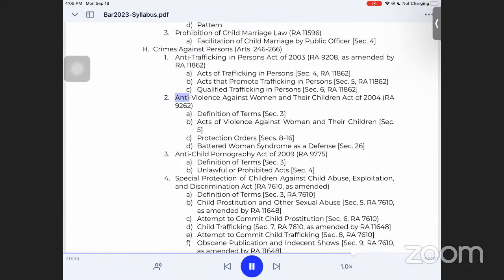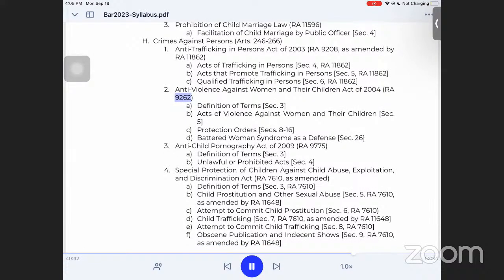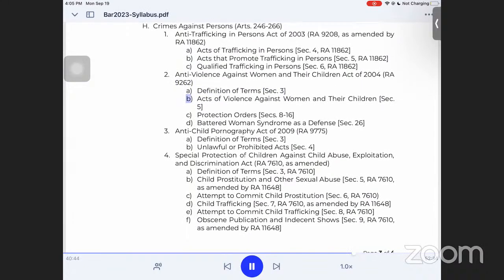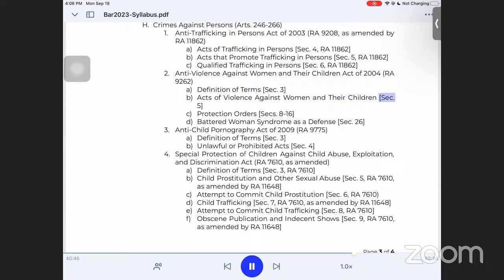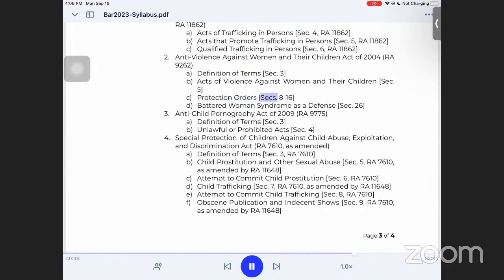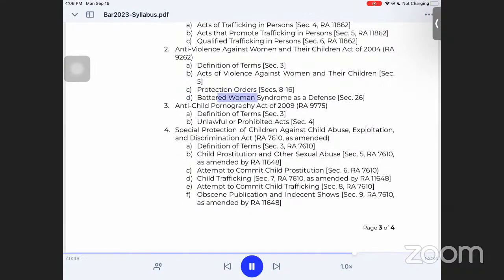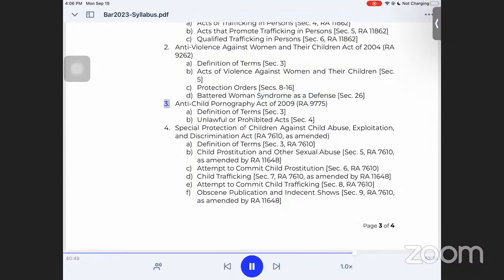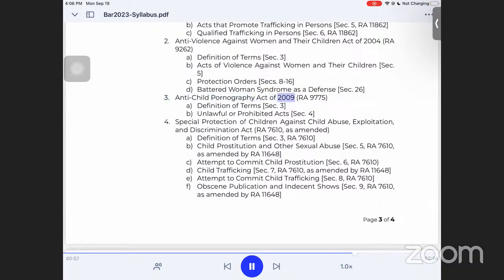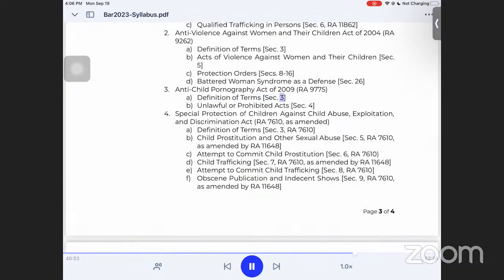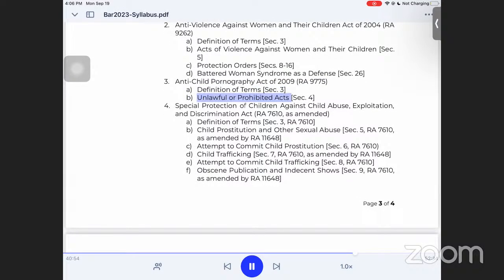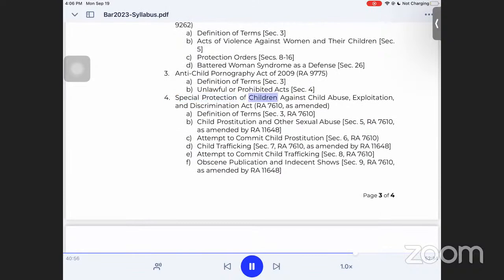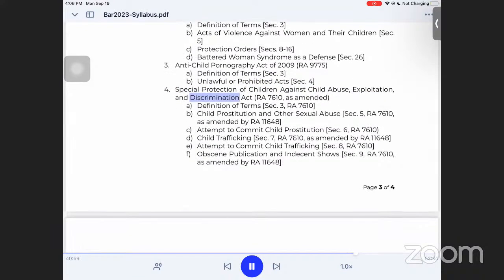2. Anti-Violence Against Women and Their Children Act of 2004, RA 9262. A. Definition of Terms, Sec. 3. B. Acts of Violence Against Women and Their Children, Sec. 5. C. Protection Orders, Sec. 8-16. D. Battered Woman Syndrome as a defense, Sec. 26. 3. Anti-Child Pornography Act of 2009, RA 9775. A. Definition of Terms, Sec. 3. B. Unlawful or Prohibited Acts, Sec. 4.